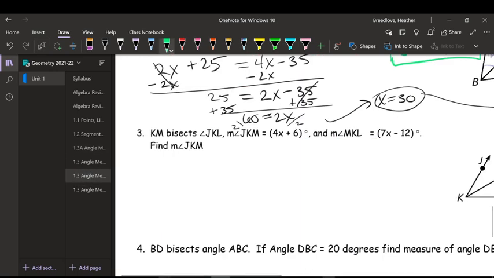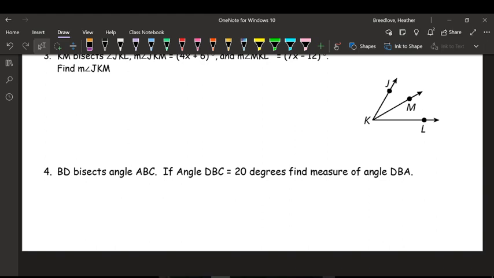But I am going to do number 4 real quick, because number 4 doesn't have a diagram, and I want to emphasize that you should draw a picture for every problem pretty much all year long, right? So BD bisects angle ABC. That's a very short sentence, but it tells me what the whole situation looks like, right? BD bisects angle ABC. So angle ABC is what I have.